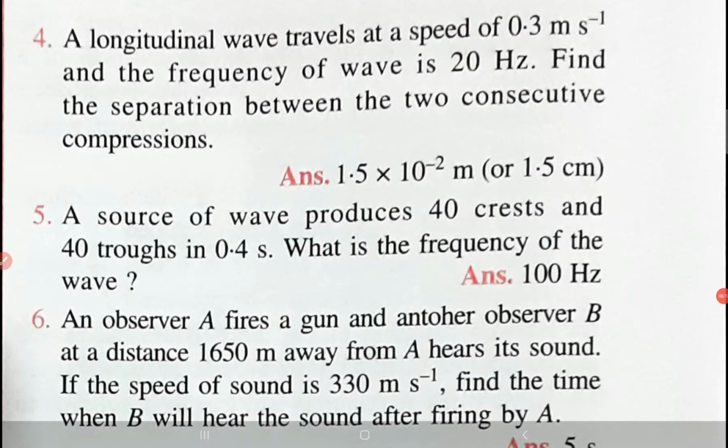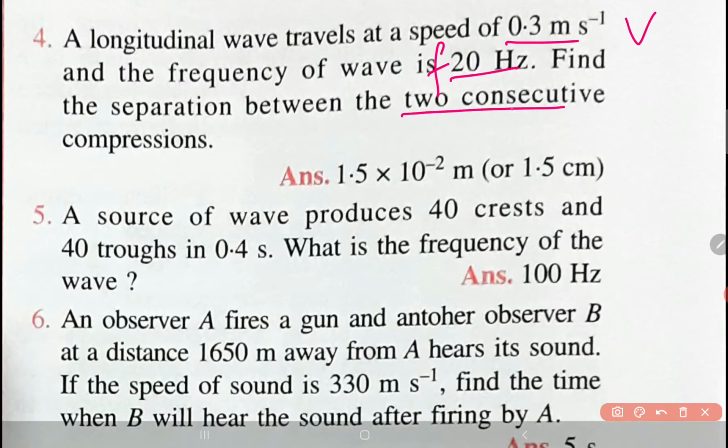Now coming to question number 4. A longitudinal wave travels at the speed of 0.3 meter per second, right? So the v is given, and the frequency of the wave is 20 hertz. F is also given. Find the separation between two consecutive compressions. As you all know, the separation between two consecutive compressions should be the wavelength. So using the formula v equals f lambda, which you have used in the previous sum also, we can calculate the value of lambda. Here lambda is question mark, right? So let us solve this.